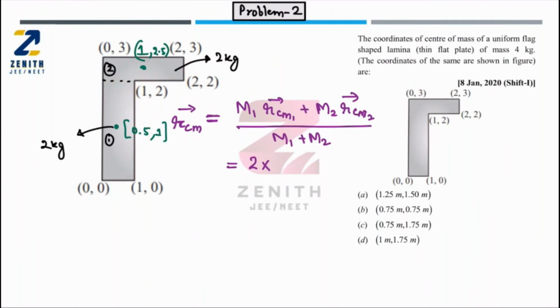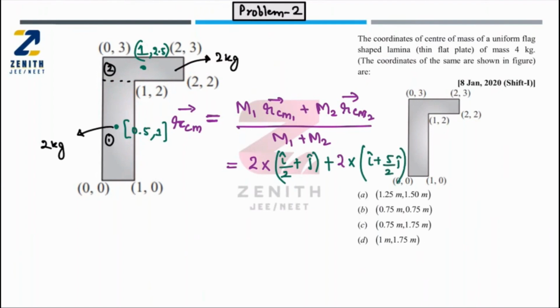So 2 RCM, can I say in terms of vector it will be half of I cap, plus, what about the second one, M2 mass? Let me first write for the RCM one only, J cap, plus M2 mass is 2 into, what is this, I cap plus 5 by 2 J cap.